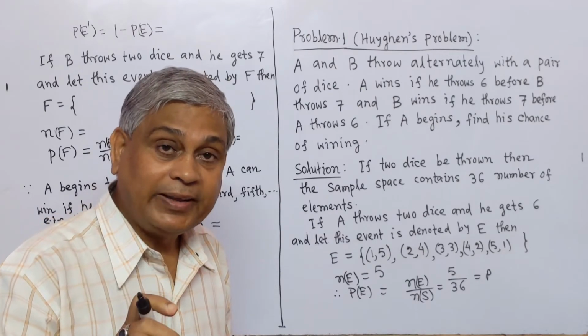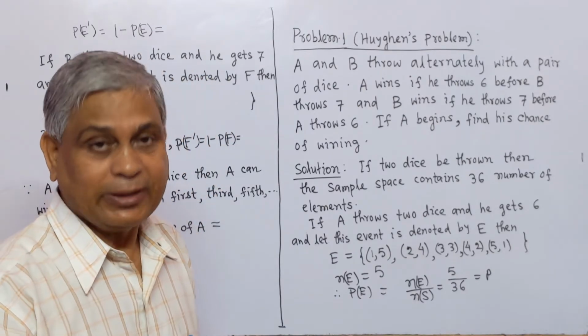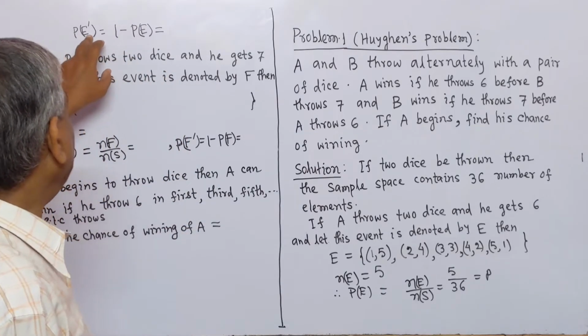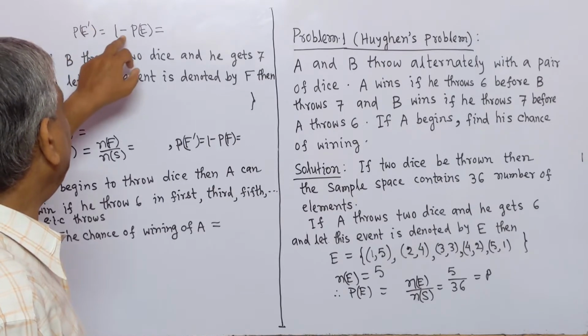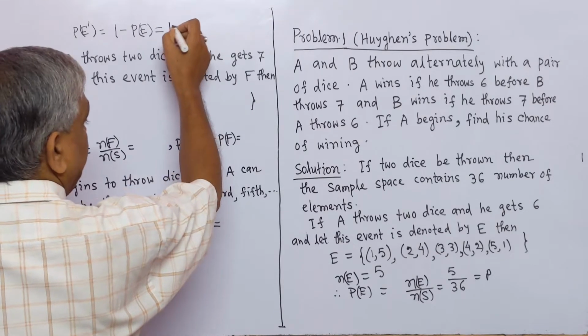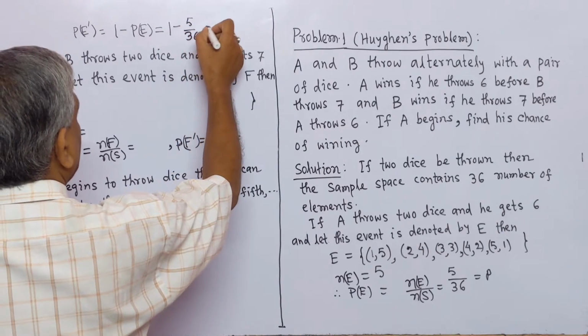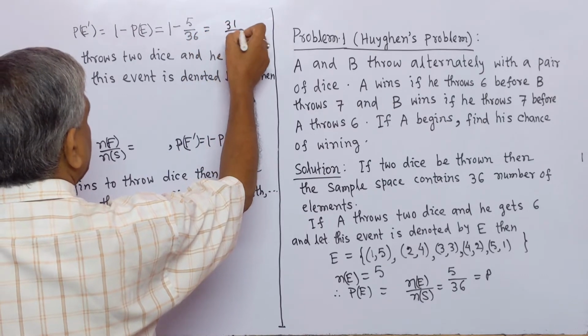Now the probability that A will not win in a throw, that means the probability of the complement of event E, is 1 minus P(E), which is 1 minus 5 by 36, and this is 31 by 36.